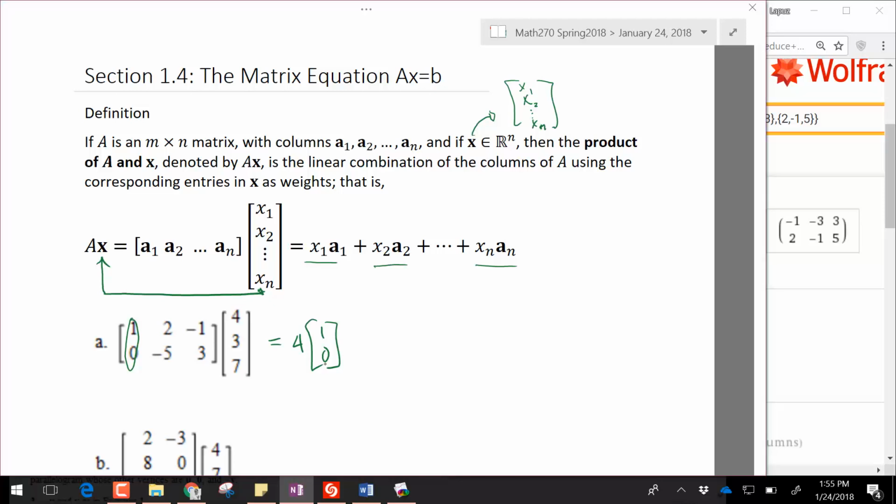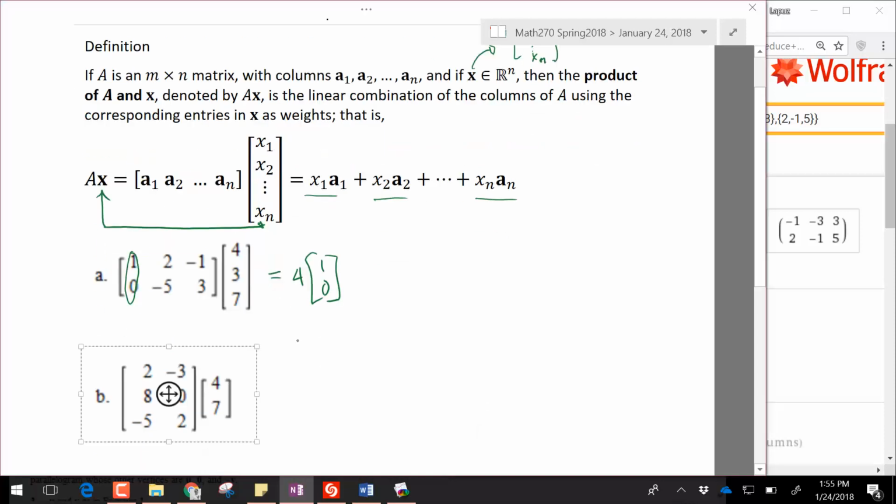4, 3, 7 together is a vector, but 4 itself is not a vector, it's a scalar. 3 itself is not a vector, it's a scalar. 7 itself as well. So these by themselves are scalars, and in the previous definition they were the weights of our linear combination. But 4, 3, 7 together is a vector.